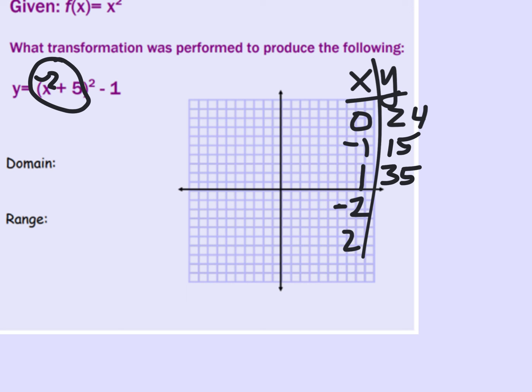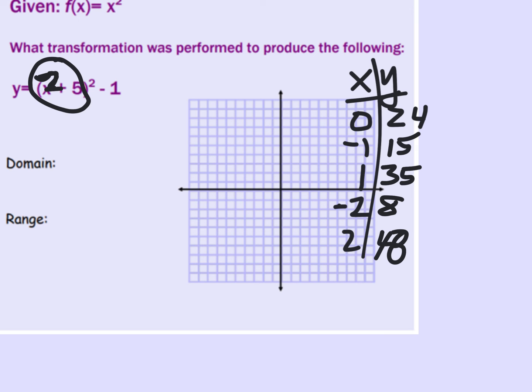Did you get 3? 3 squared is 9. 9 minus 1 is 8. Who had -2 comma 8? Okay, good. Last but not least is regular 2. 2 plus 5 is 7. 7 squared is 49. Minus 1 is 48. Some of these points are just so huge that you wouldn't want to graph them.